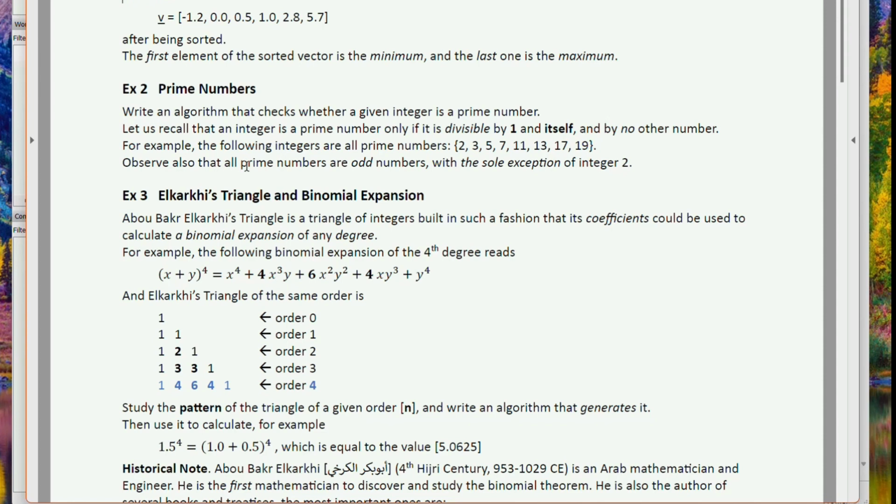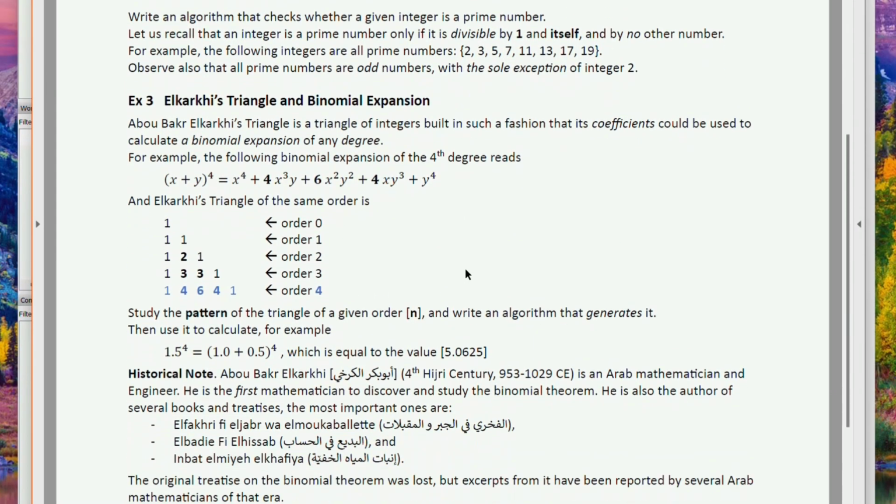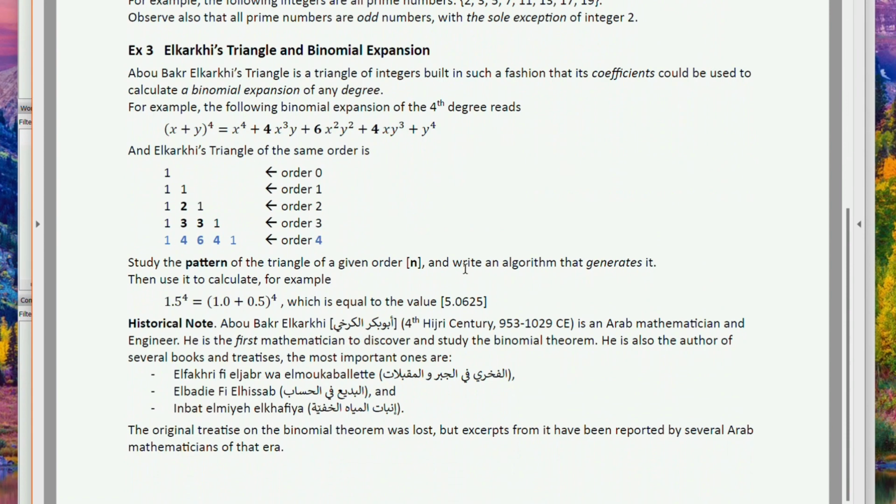Observe also that all prime numbers are odd numbers, with the sole exception of integer 2. 2 is, of course, an even number, but all the rest are odd numbers. So we are asked here to implement an algorithm to check whether a number is a prime number or not. The third exercise is about Elkarkhi's triangle and binomial expansion.